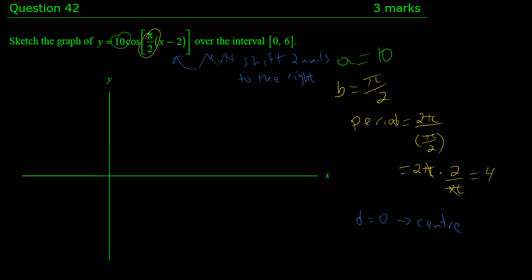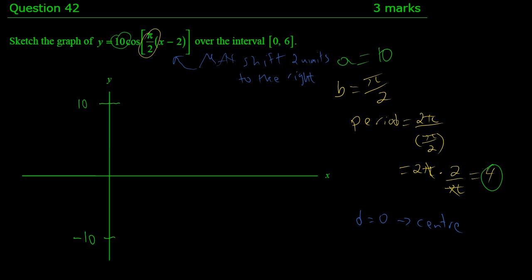So we could actually label our y-axis now. We know it's centered on 0 and it goes up 10 units. So let's do that first. My graph is centered on 0 and it goes up 10 units. And by inspection, it'll go 10 units down. The other thing is my period. Let's use my period of 4.